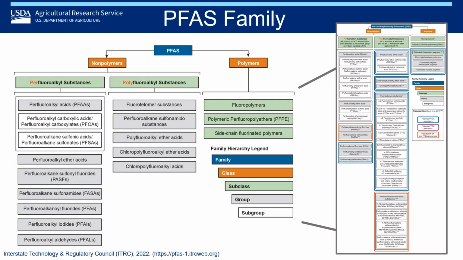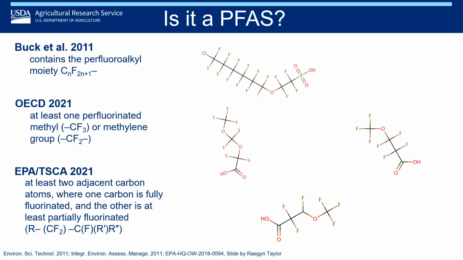As can be seen by this figure by the ITRC, per and polyfluoroalkyl substances, or PFAS, can include compounds that are both polymers and non-polymers, as well as a wide array of different substances found within those base groups. However, similar to discussions of who is the greatest basketball player of all time, classifications of whether or not a substance is a PFAS greatly depends on the definition used.